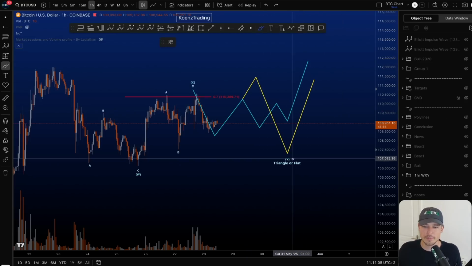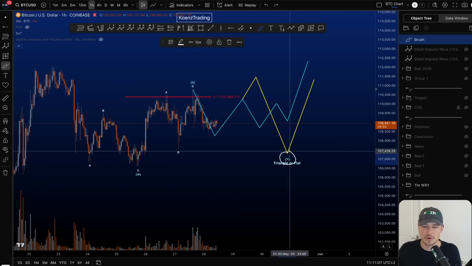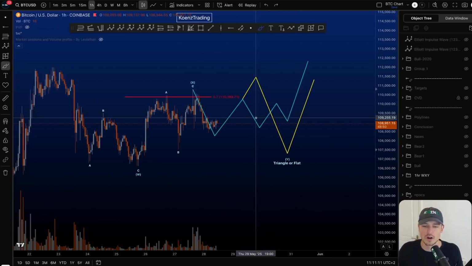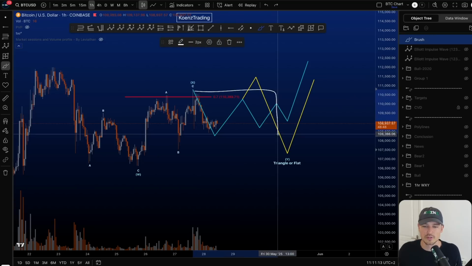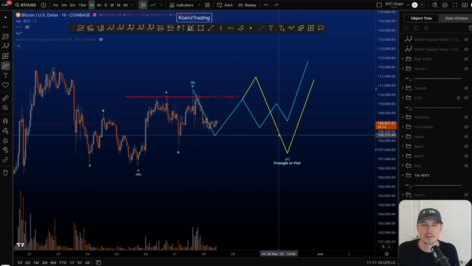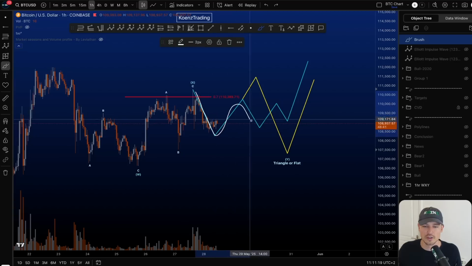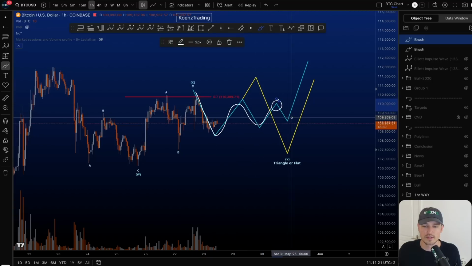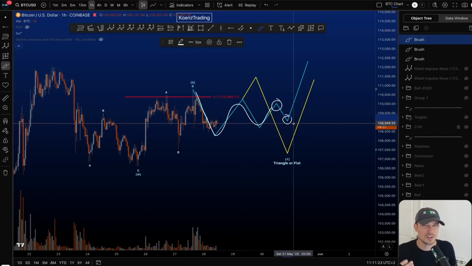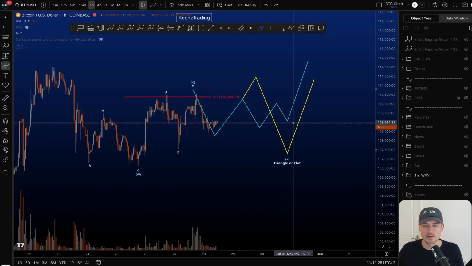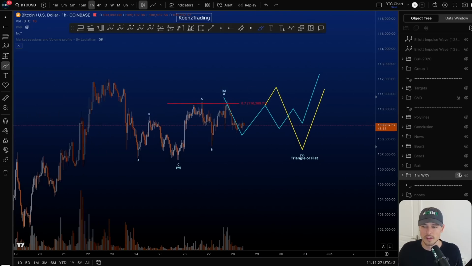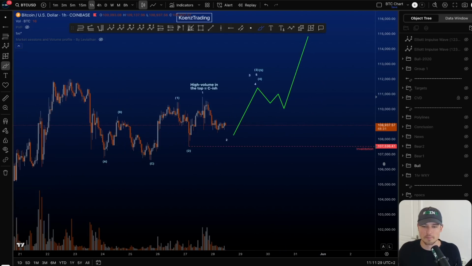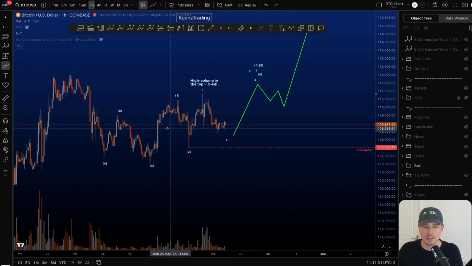From a probability perspective, a flat in wave Y will have higher probabilities than a triangle in wave Y, quite simply because we do not have enough information here to give a triangle the highest probabilities. Usually you're going to be waiting for a triangle wave D, looking for a wave E before you really start considering a triangle in a wave Y. The most bullish scenario is what you see here on my chart.